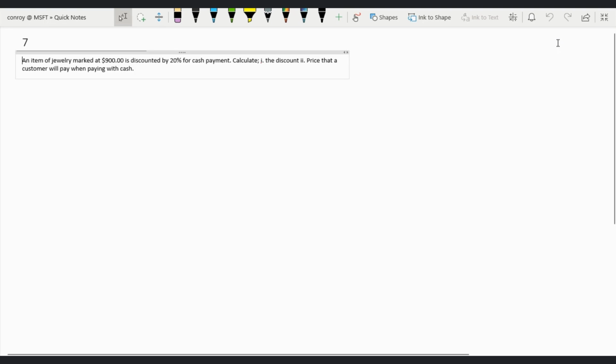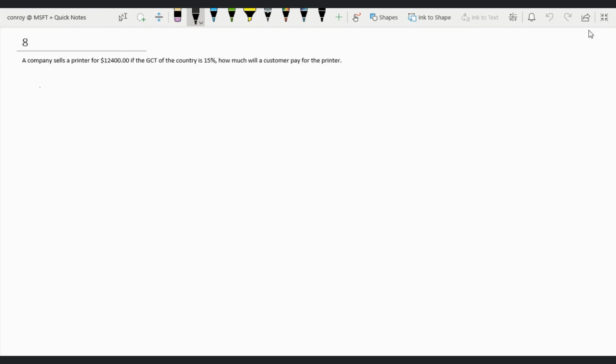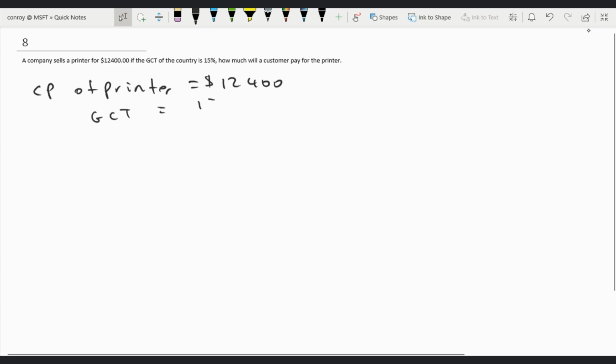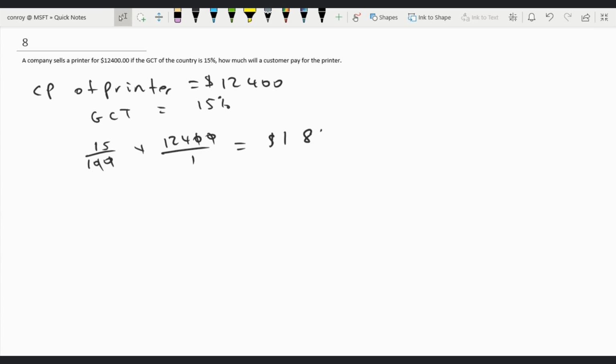Which asks us, it says, an item of jewelry marked at $900 is discounted by 20% for cash payment. We are to calculate the discount and the price that is equal to 12,400. GCT is equal to 15%. All right, so finding what the GCT would be, which is an added tax. GCT would be 1,860.